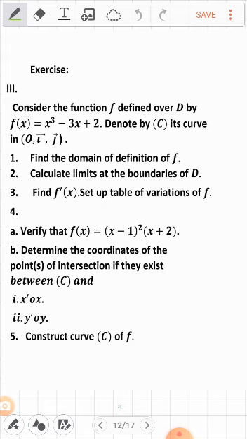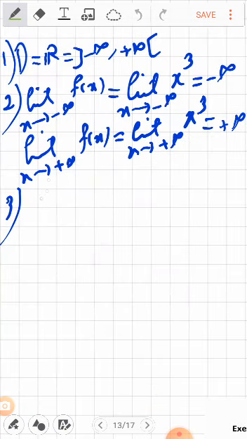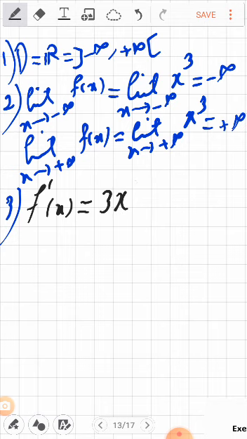Now the second part. The third part. Calculate f prime and set up the table of variation. Now f prime of x is the derivative. The derivative of x cubed is 3x squared. The derivative of minus 3x is minus 3. The derivative of 2 is 0, so the derivative is 3x squared minus 3. This is the derivative.